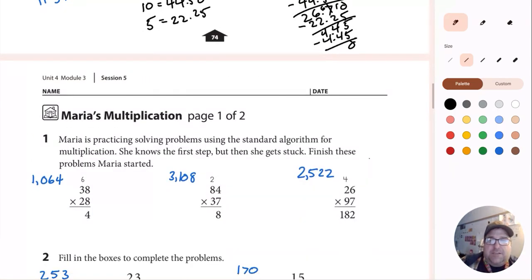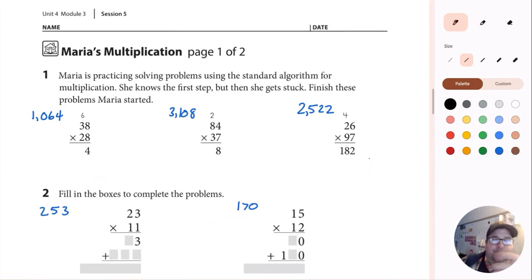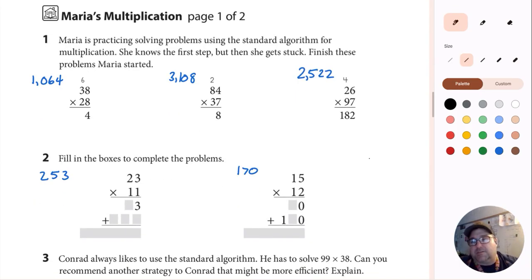All right. Rest of this stuff, we're reviewing some multiplication. Maria's practicing. She knows the first step, then she gets stuck, finish these problems. So Maria is just starting with our very first step. We're doing 8 times 8 is 64. And we'll help her out a little bit. So first, remember, we're going to multiply with whatever this is. So 8 times 8 is 64. 8 times 3 is 24. 25, 26, 27, 28, 29, 30.